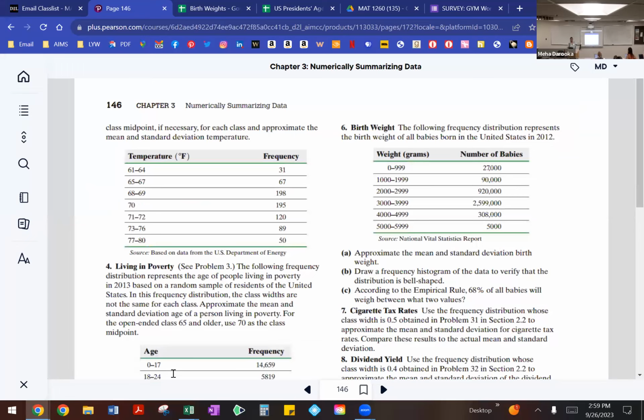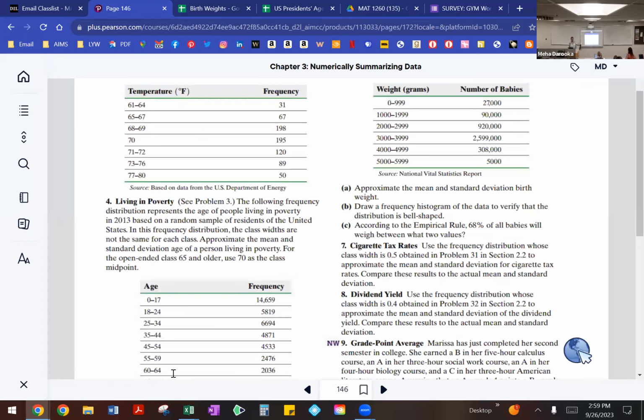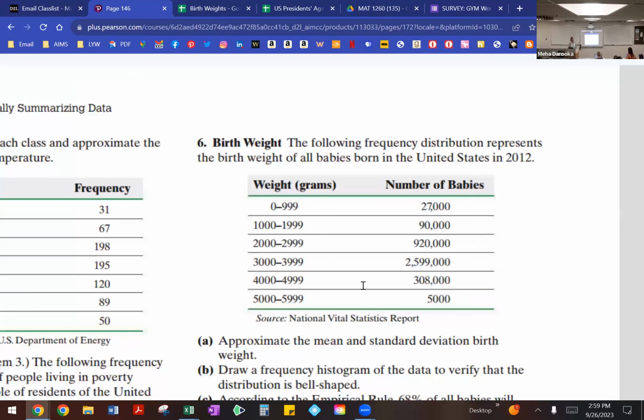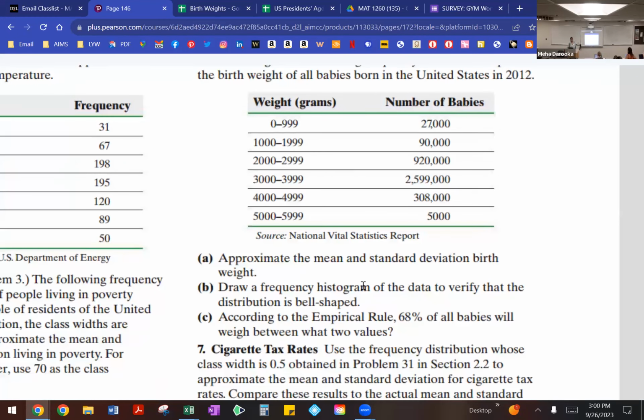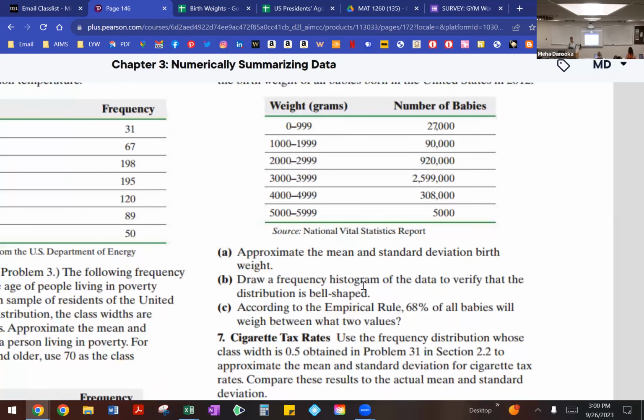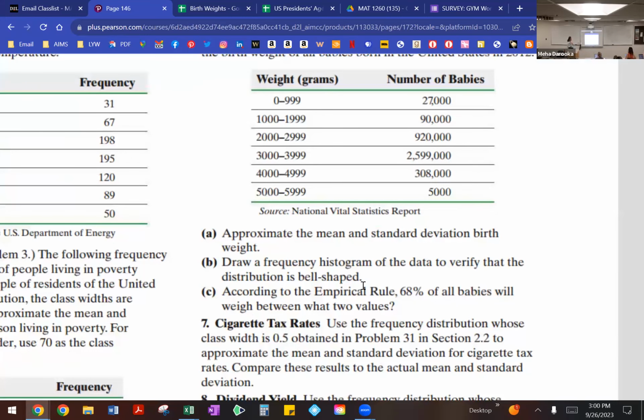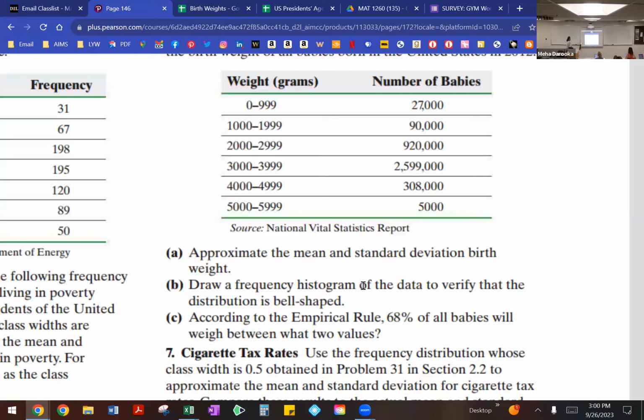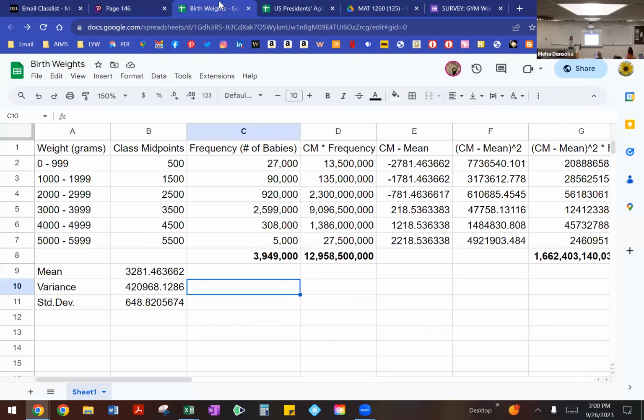So whatever you're comfortable with. Of course, this was the example that we used, the birth weights, which is what we based our numbers on. Now you'll see how, of course, we did the mean and standard deviation, but they're talking about drawing a frequency histogram of the data to verify that the distribution is bell-shaped. And normally when we talk about human heights and weights, they are supposed to be normally distributed, so they are supposed to have the bell shape. So that would be the same with these kiddos here.